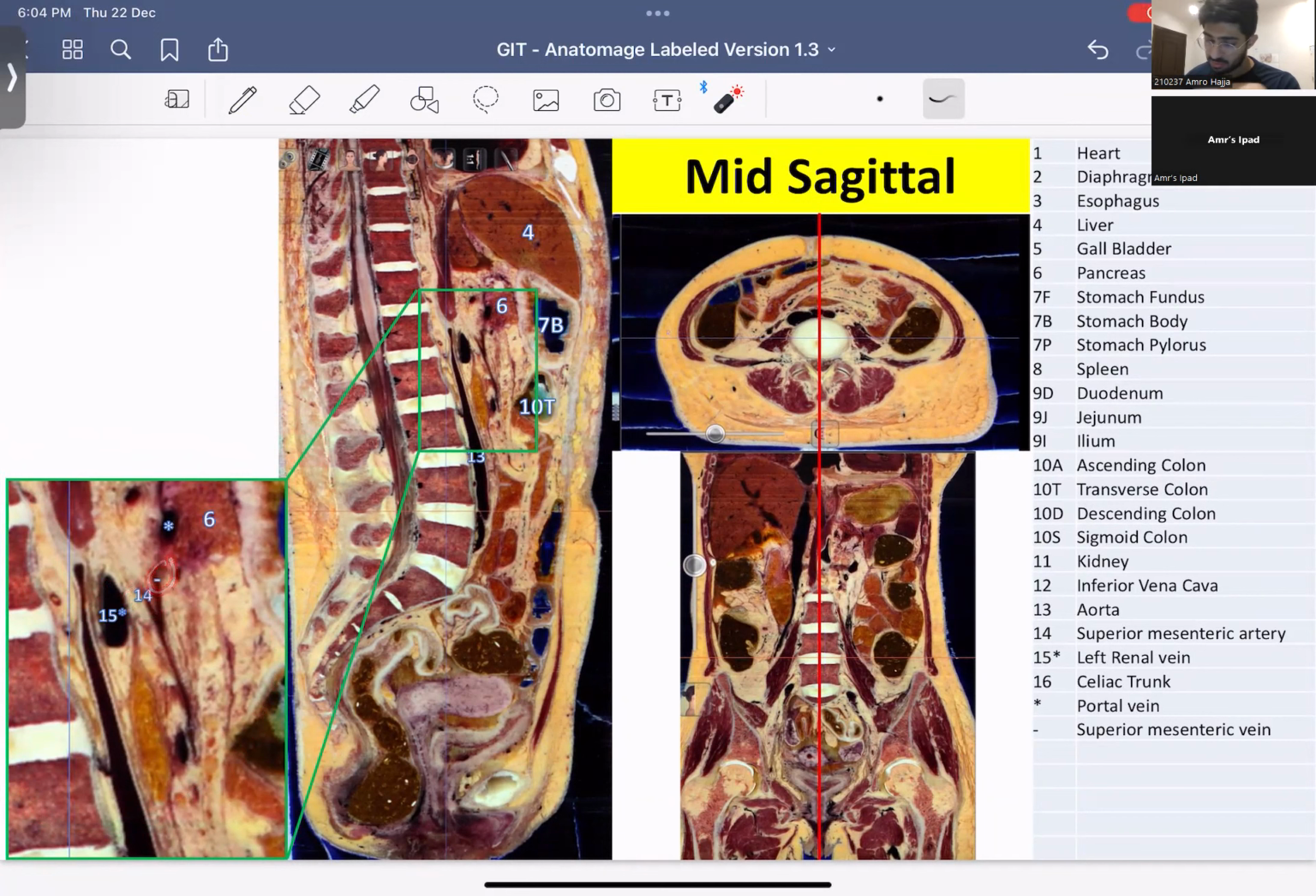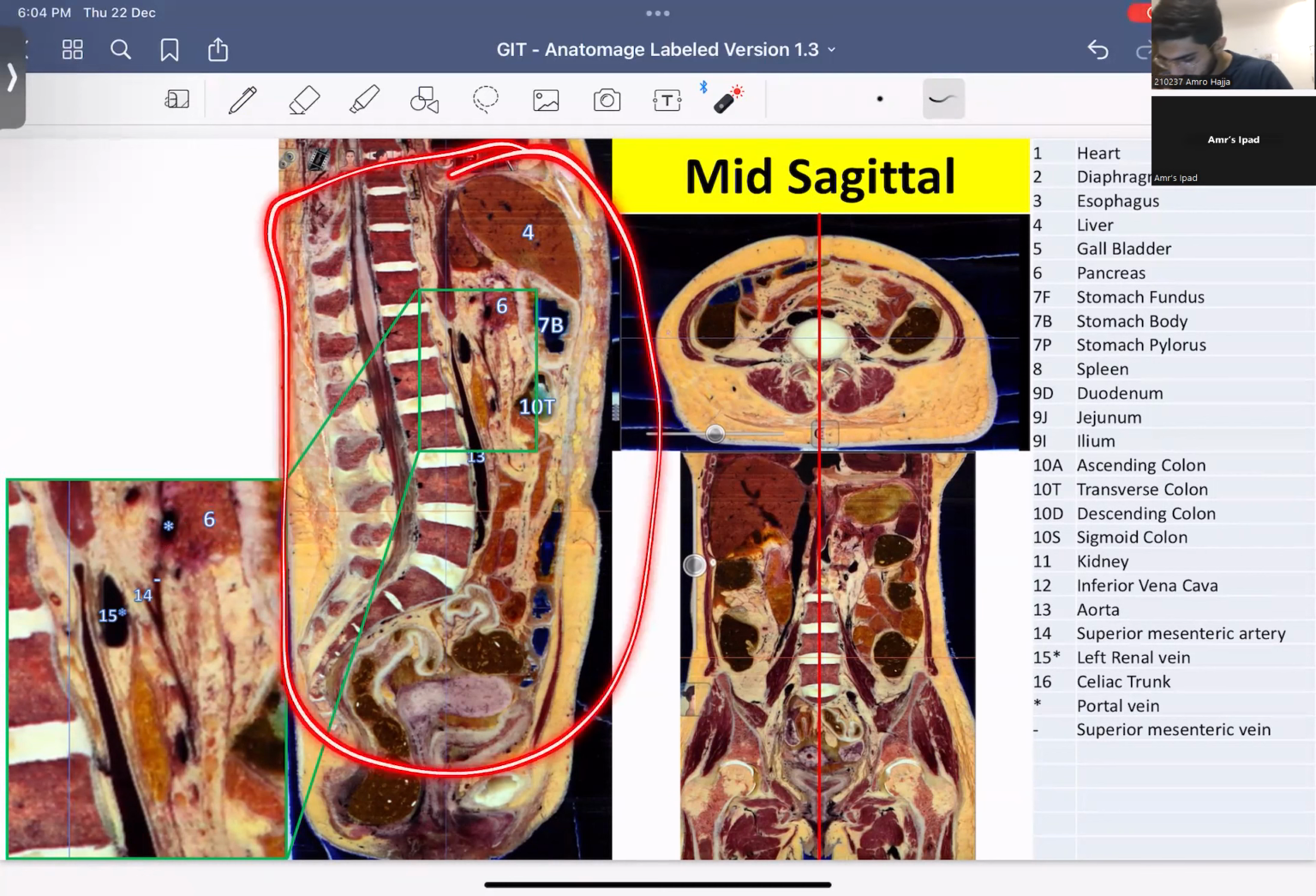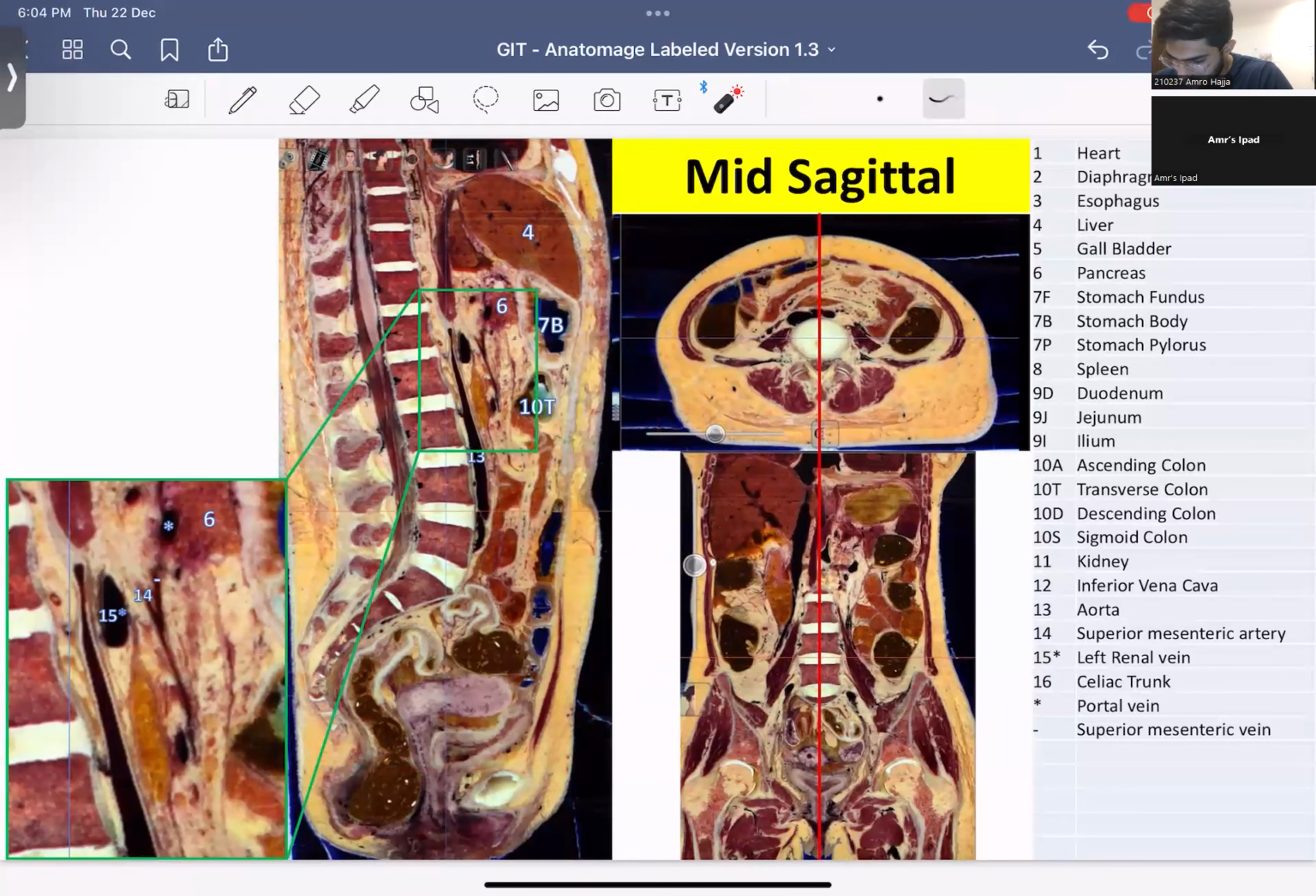Now, unfortunately, I tried my best to find a possible way to know how we can tell these are the vessels, but I couldn't. So just good luck memorizing them. Here we have the portal vein, and number 6 is going to be the pancreas. Now let's just move on to this one. Here, 13, we have the aorta.